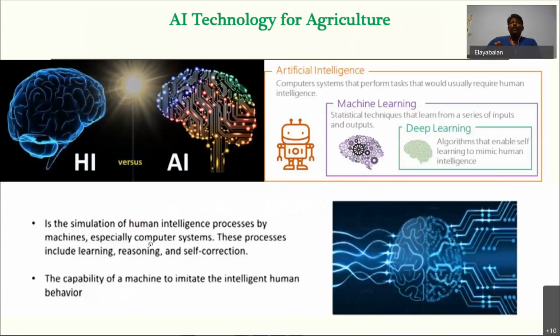So first, we need to know what artificial intelligence is. The machine should process including learning, discerning, and self-correction. How is the machine going to imitate the intelligence of human behavior? We need to give the inputs, and the output should come from statistical techniques that learn from the serious inputs and outputs. That is machine learning, and then deep learning, with the help of algorithms. For 15 years I observed the plants: is it diseased or not? This is the disease.